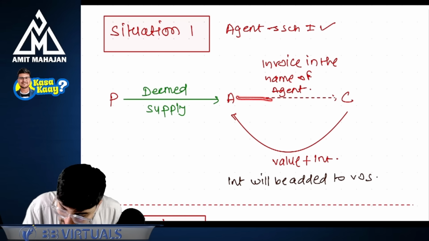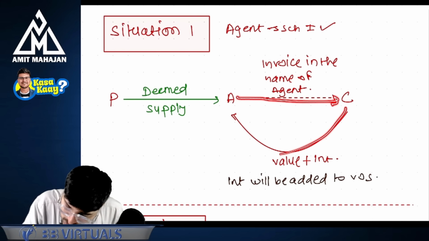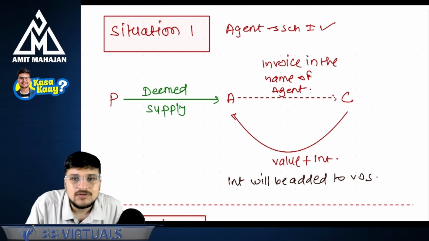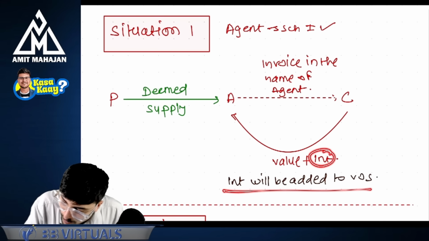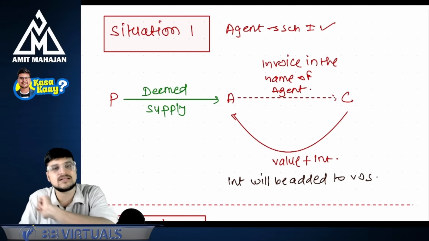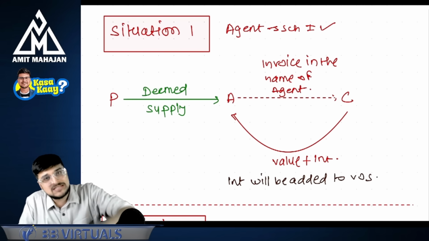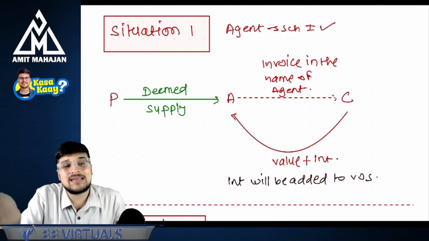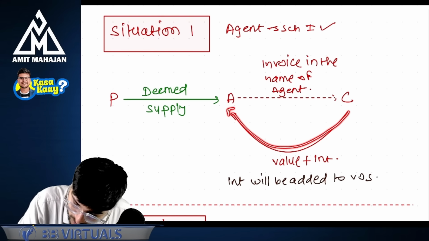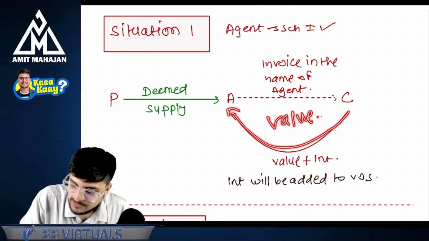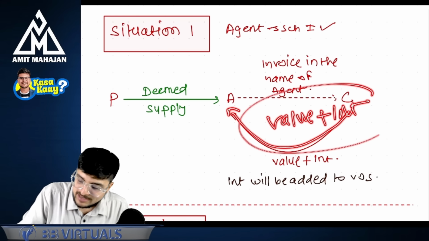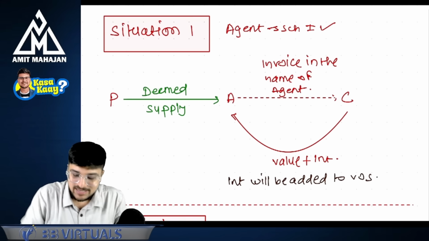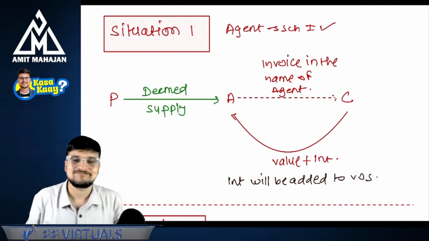Understanding, because the agent has raised the invoice in his own name. So value is to be paid to the agent only, and interest is also getting paid to the agent only. So can I say this interest I can add to value of supply? Absolutely yes. I can add this interest to value of supply. Why? Because the agent is a Schedule 1 agent, where the agent is raising the invoice in his own name. That is why the customer is making a payment of value, and since the customer is making a payment of interest also to the agent, we can just add interest to value of supply, because both value and interest are getting paid in the name of the agent.